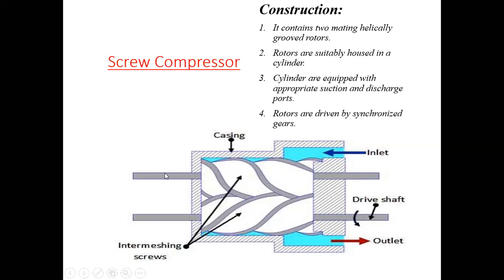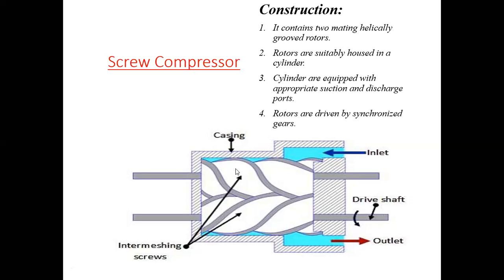As we can see, there are two types of screws. The first screw will take the input, that is, the prime mover will be used in order to drive the first screw, and there will be another screw which is driven by some gearing arrangement. There are timing gears provided in order to drive this second screw. Here we can see the two screws where compression is generally taking place.